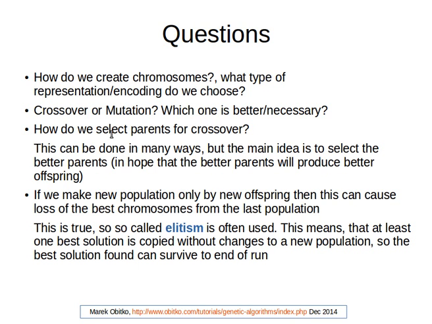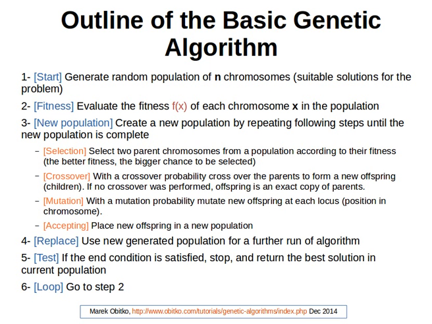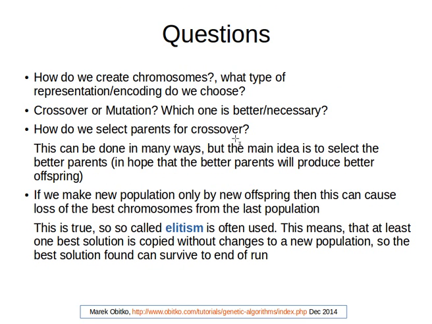And then how do we select parents for crossover? So remember here we mentioned selection. How do we select parents now? And again, there are different techniques, but this can be done in many ways. As we mentioned, the main idea is to select the better parents. So the hope is that the better parents will produce better children or better offspring, right? So better new possible or candidate solutions.